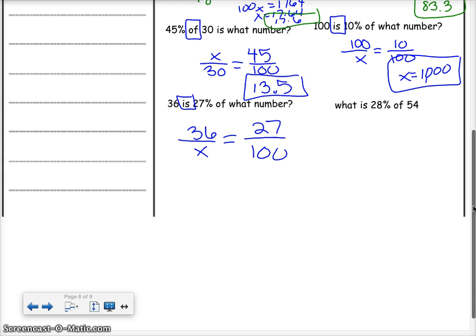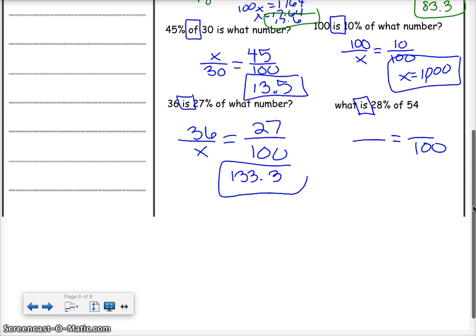3,600 divided by 27. 133.3, 0.3 repeating, but we're rounding to the nearest 10. What is 28% of 54? Vocab hunt, and I make my template.